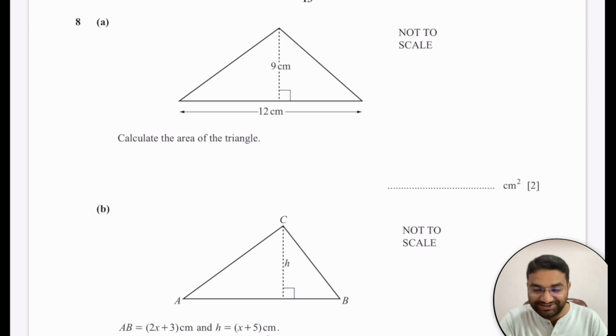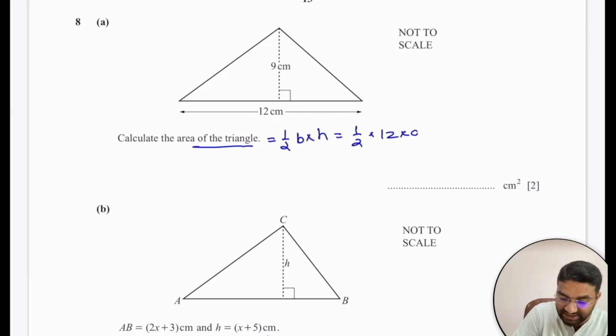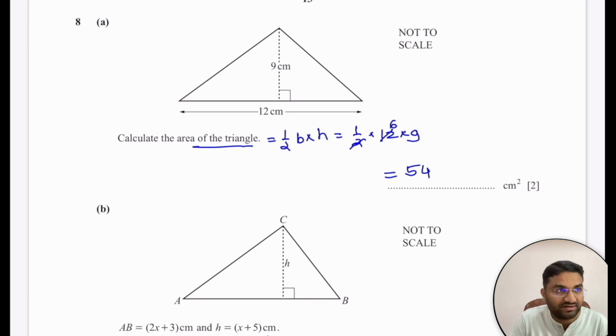8th question. Okay, this is an interesting one because it's a geometry part. Here, calculate the area of the triangle. Area of a triangle is half times base times height. Here, the base is given as 12 times 9, that is here 54 centimeter squared. That's it.